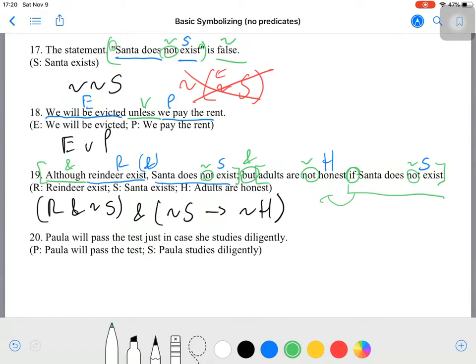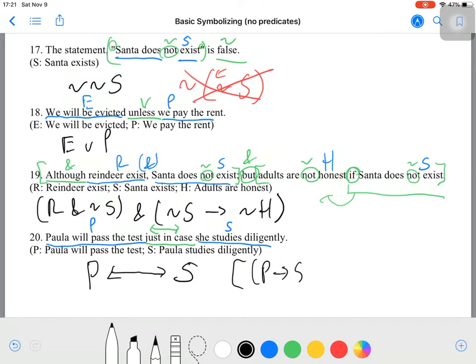Then we have 20. Just in case. So just in case is weird. Just in case actually means a double arrow. And then we don't have any negations, so Paula will pass the test, P, if Paula studies diligently. So Paula passed the test, just in case she studies diligently. So just in case also means the exact same thing as if and only if. We could also translate this as if Paula passes, then she studied diligently. And if she studies diligently, then she'll pass. Both of these things would work.